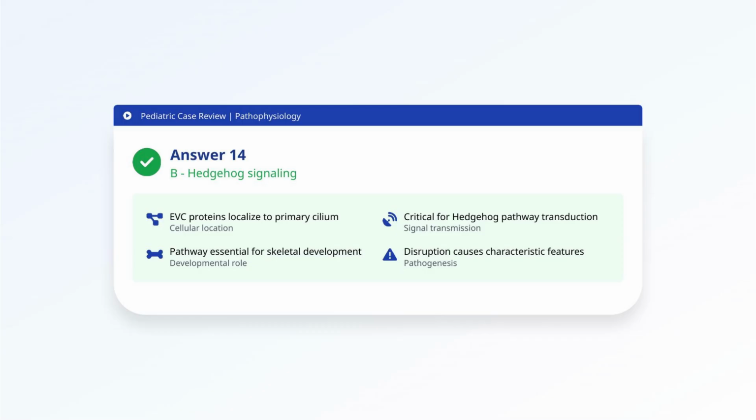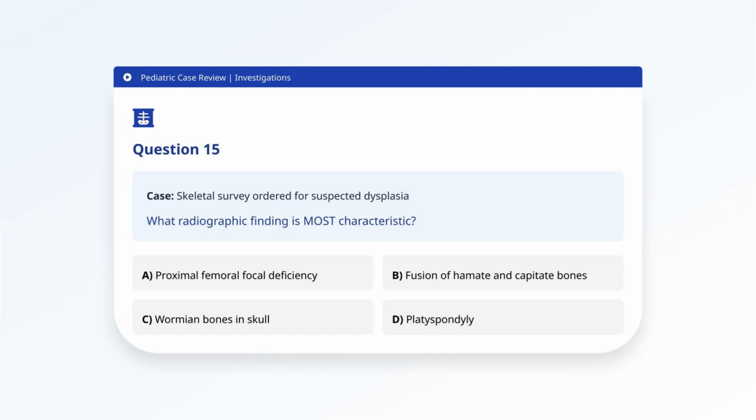EVC proteins localize to the primary cilium and are critical for hedgehog pathway signal transduction. This pathway is essential for normal skeletal development. Disruption of hedgehog signaling due to EVC mutations causes the characteristic skeletal and cardiac features of the syndrome. A skeletal survey is ordered for a child with suspected Ellis Van Creveld syndrome. What radiographic finding is most characteristic?